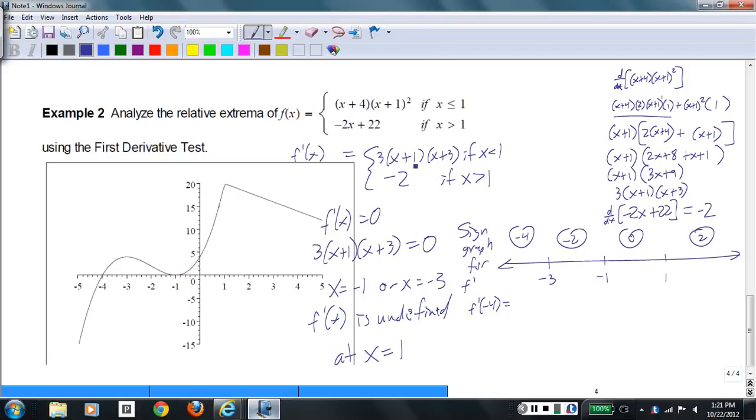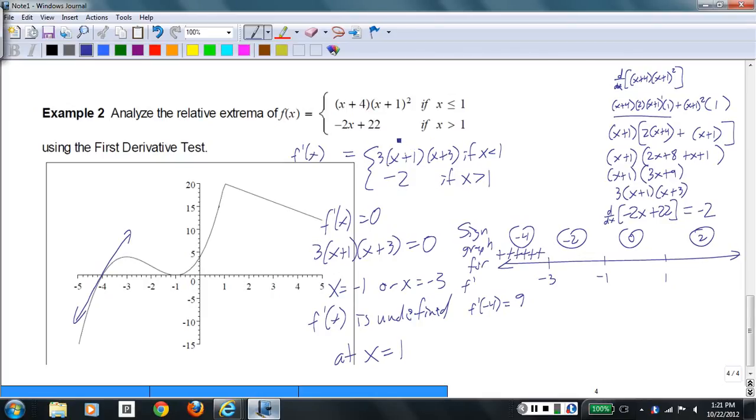Well, I'll refer to the piecewise derivative that we have up here. If we substitute negative 4 for x, negative 4 plus 1 is negative 3. Negative 4 plus 3 is negative 1. So negative 3 times negative 1 is positive 3, times 3 is 9. So the slope of the tangent line there at negative 4 is 9. It looks like it could pass for 9. The point is that it's positive. Positive slope.